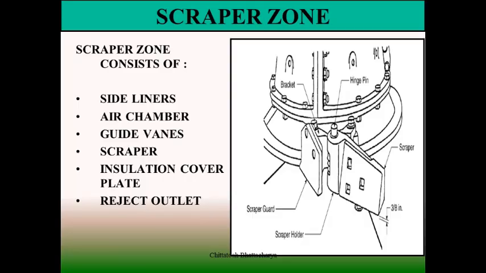Inside the scraper zone, we have two scrapers fitted with the vertical shaft through a bracket. One scraper is movable and the other scraper is fixed type. There are side liners across the boundary. The air inlet chamber is within the scraper zone, and there are guide vanes, and also we have insulation cover plates so that there is no heat loss across the scraper zone. There is a reject spout through which whatever reject material is scraped out can be dumped in the rejection chamber. So this way it has been arranged.